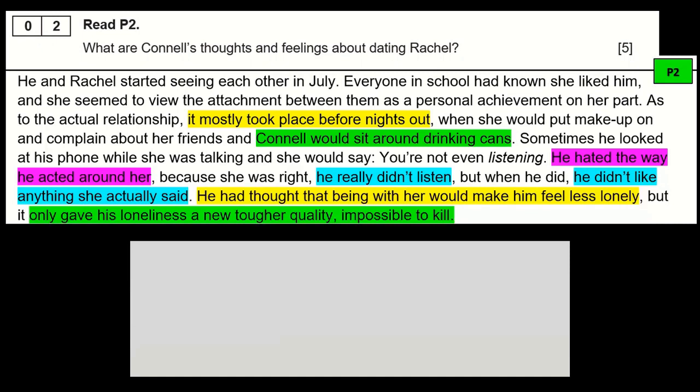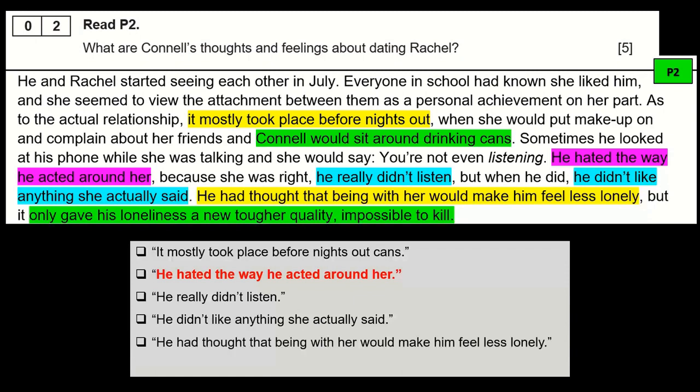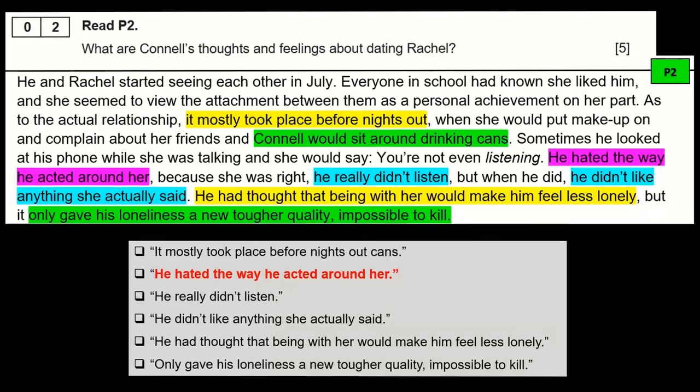This is actually the opposite really of the extract where Connell's feeling very negative towards dating Rachel. Here are the ones I've highlighted. It mostly took place before nights out, suggesting they don't really see each other apart from if they're going to go and get drunk. He hated the way he acted around her, so I don't really need to explain that one. He really didn't listen, so he's not interested in having a conversation with her. And when he did talk to her, he actually disagreed and didn't really like anything she said. He had thought that being with her would make him less lonely, so he's trying to make himself feel better and less isolated by being with her. However, the fact that he was actually dating her made him feel more lonely.